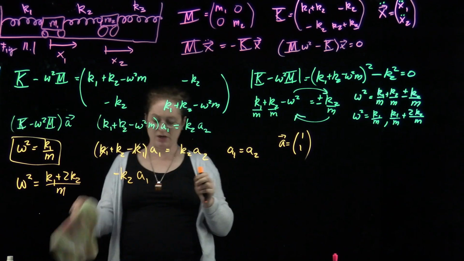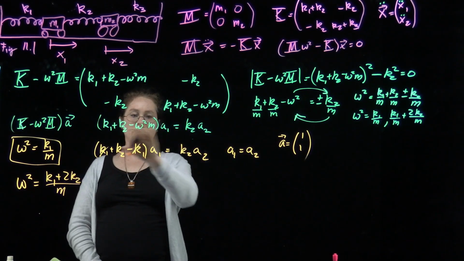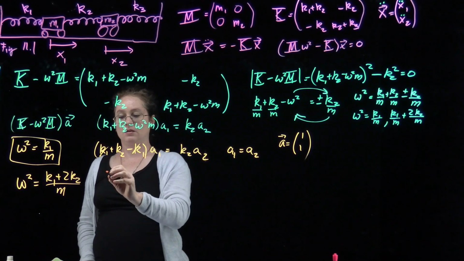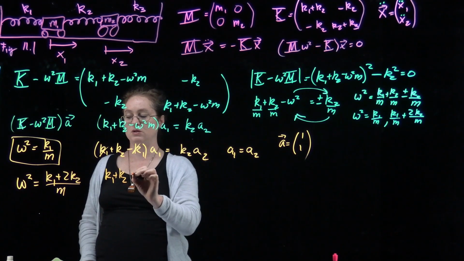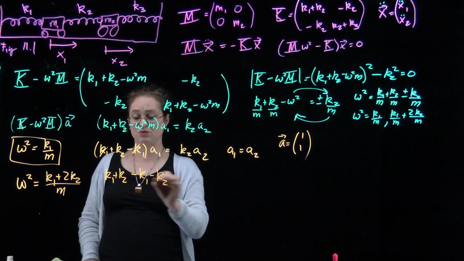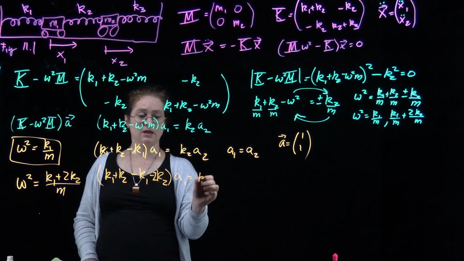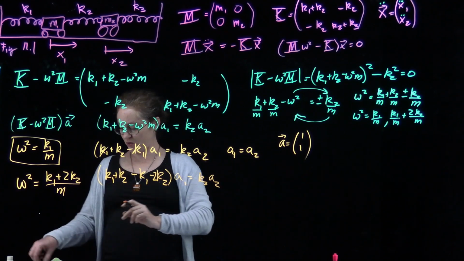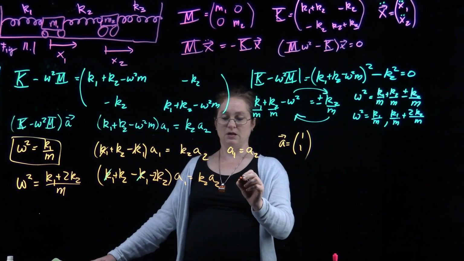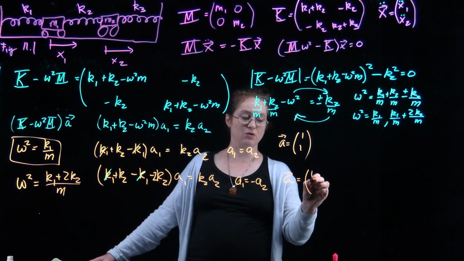So here, actually, let me write a few more steps. I can start here and plug this in. So I get K1 plus K2 minus K1 minus K2, minus 2K2, A1 equals K2 A2. So here, the K1s cancel out, and I get A1 equals negative A2. So I have the same mode that I had before.